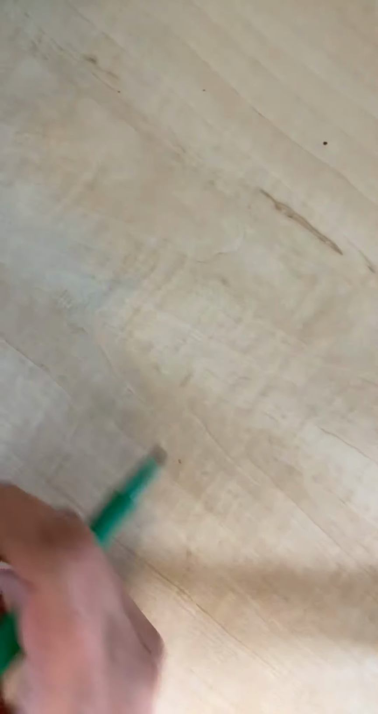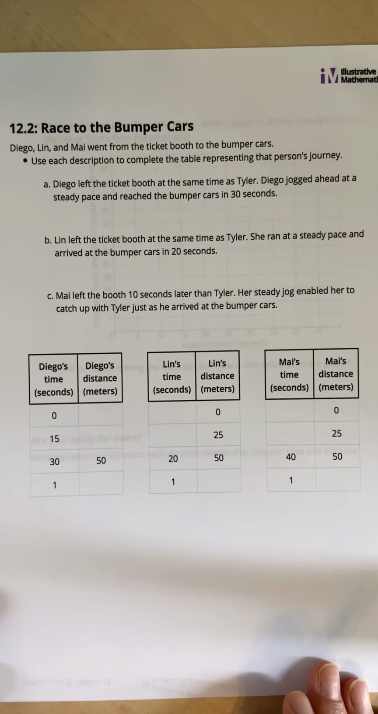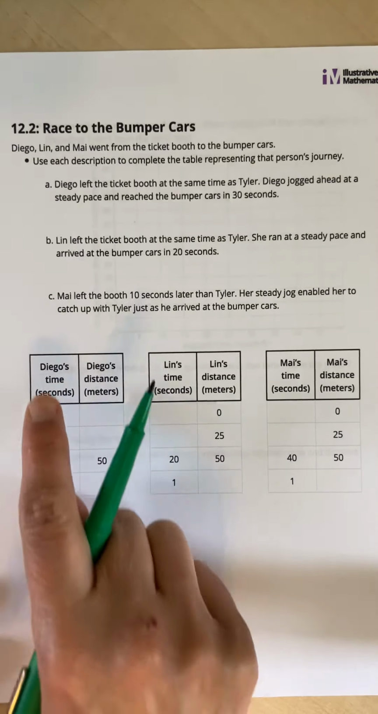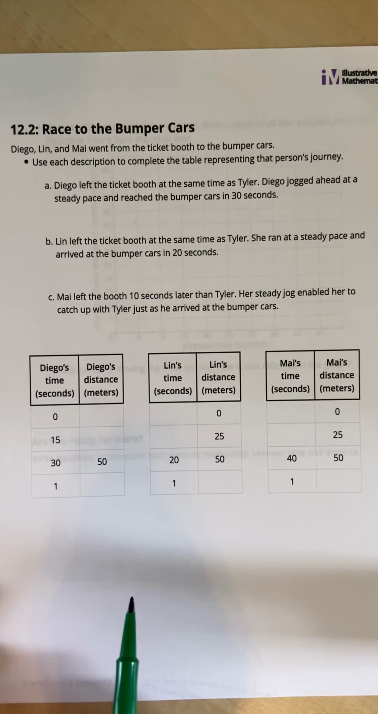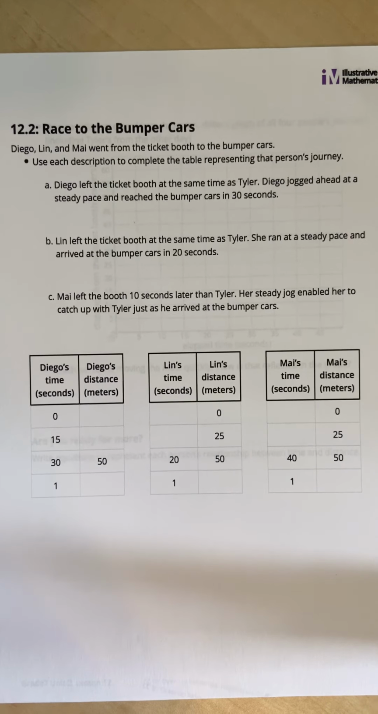Race to the bumper cars. So this is the one that you can do along with me on the applet, the link that's on your remote learning page, okay? All right, it says Diego, Lynn, and Mai went to the ticket booth to the bumper cars. So it's telling us information about all of them, and we're going to complete the table. It says Diego left the ticket booth at the same time as Tyler. Diego jogged ahead at a steady pace and reached the bumper cars in 30 seconds, okay? Lynn left the ticket booth at the same time as Tyler. She ran at a steady pace and arrived at the bumper cars in 20 seconds. And then it says Mai left the ticket booth 10 seconds later than Tyler. Her steady jog enabled her to catch up with Tyler just as he arrived at the bumper cars.